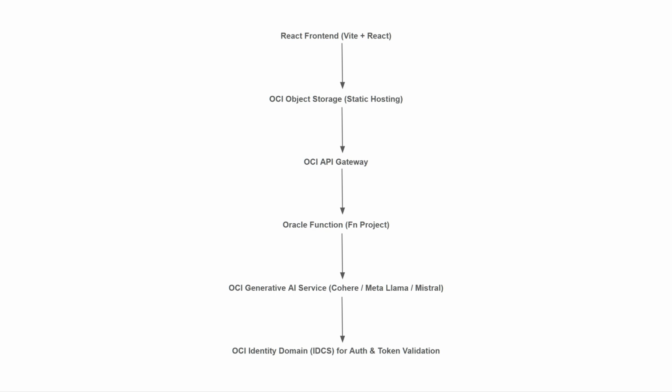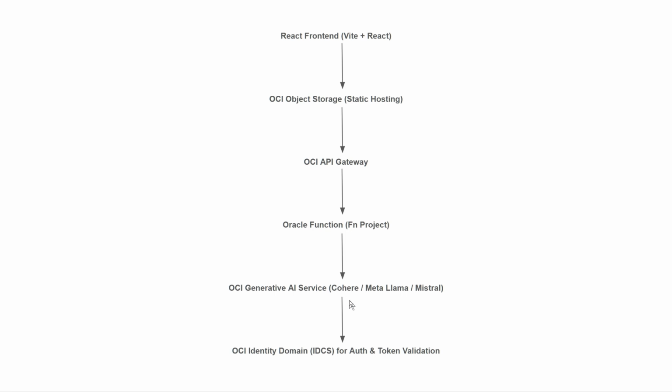The front end is going to communicate with the backend via OCI API Gateway. This is where the routing, throttling, and authentication policies are enforced. The OCI API Gateway will route the incoming request to Oracle Functions, which serve as a serverless backend. Here we process user inputs like a list of ingredients and prepare the AI prompt.